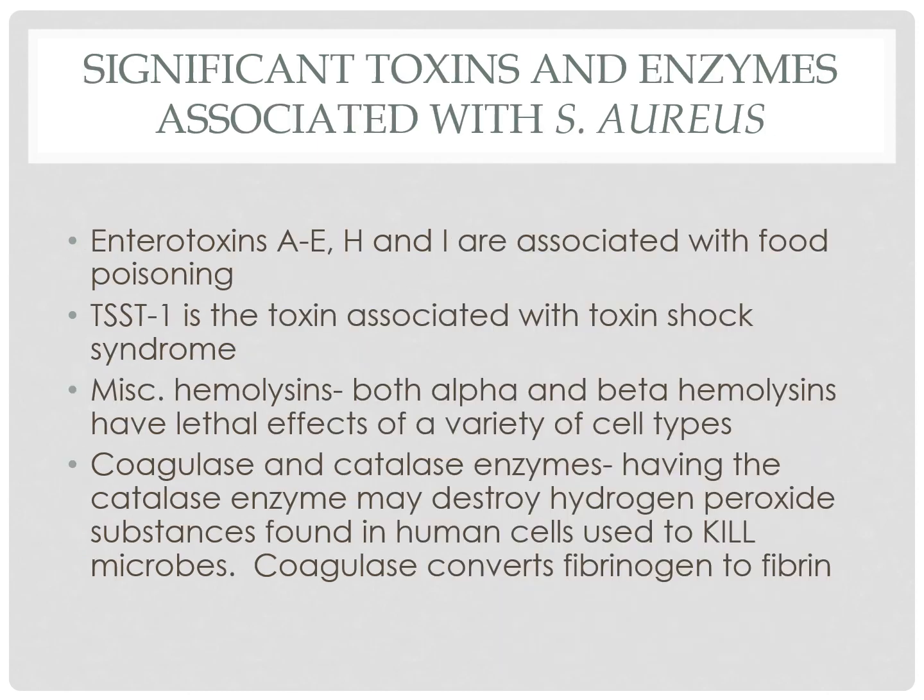There are a number of significant enzymes and toxins associated with Staphylococcus aureus. For example, we have the enterotoxins A through E, H, and I, which are associated with food poisoning, but A and D are also associated with food poisoning. Then we have TSST-1, which is toxic shock syndrome toxin, and that is associated with toxic shock syndrome. Then we have the miscellaneous hemolysins. We've got the alpha hemolysin, beta hemolysin, and gamma hemolysin.